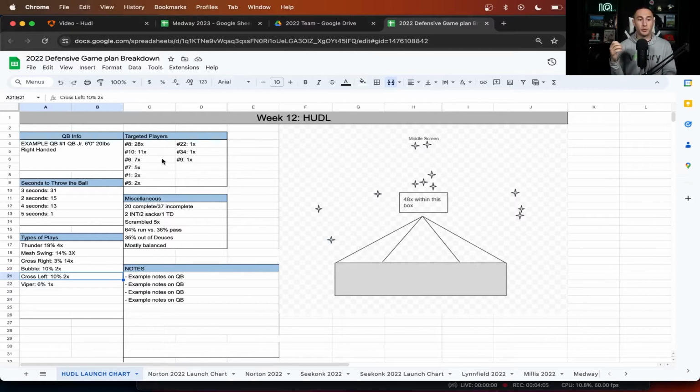Okay, so this is where we're starting to take this data and understand, do we need to give more attention to number 8 in this instance by putting an extra body over the top of him, or putting our best player to mirror him wherever he goes.